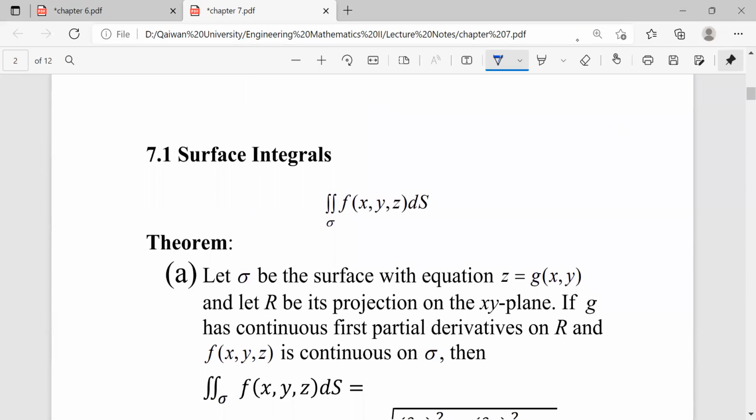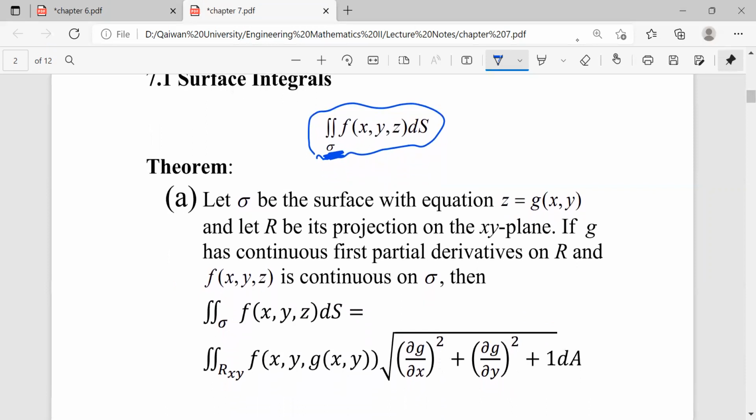Here, surface integrals can be done by using this double integration. Here, sigma is the surface. We denote the surface by sigma. Before, for the plane or the region, we denote it by R. But now we denote the surface by sigma, for f of x, y, z, dS.